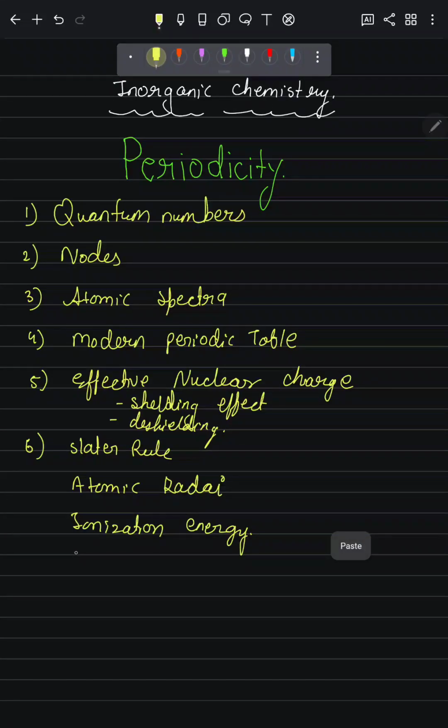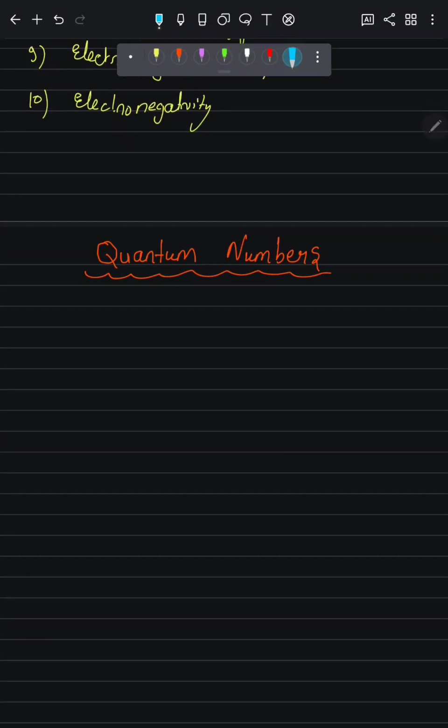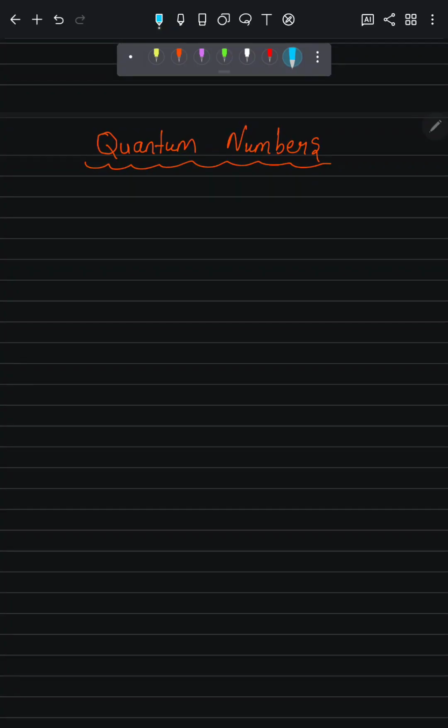And after that electron gain enthalpy, and electronegativity. So let's start with the quantum numbers. Quantum numbers basically tell us about the state of an electron, the total state of an electron.